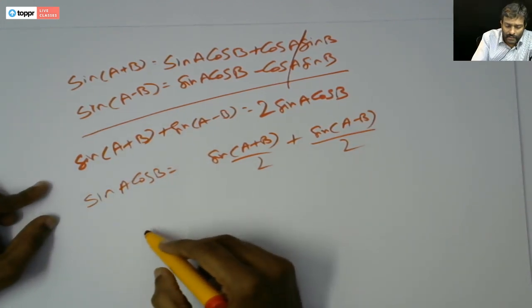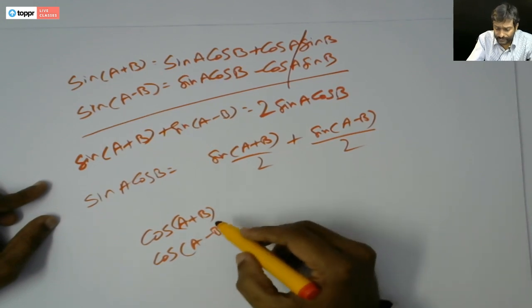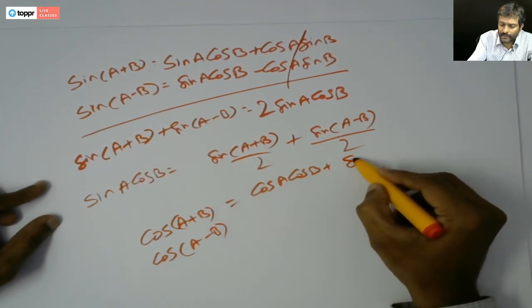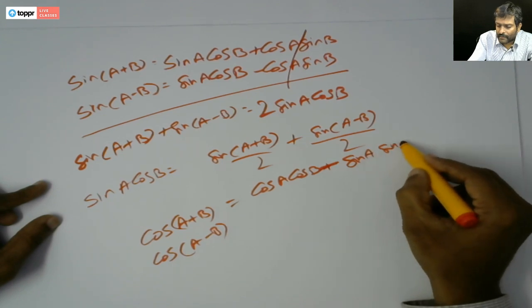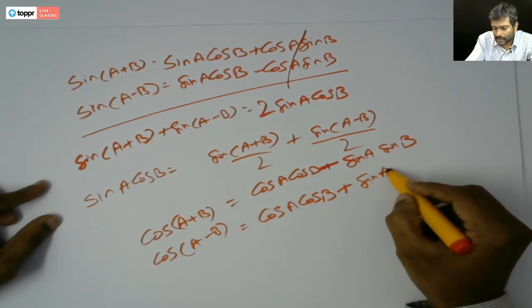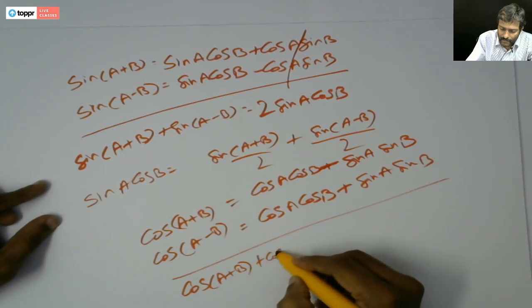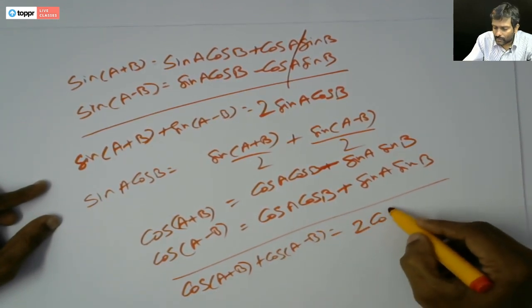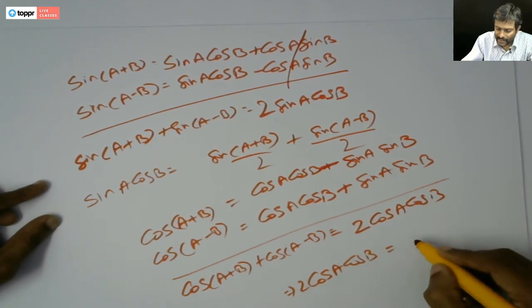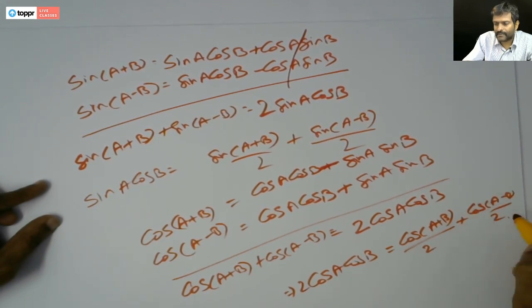At the same time, you can also do it if you have cos A plus B and cos A minus B. If I want to add these two, this is cos A cos B minus sine A sin B, and this will be cos A cos B plus sine A sin B. And when I add this, cos A plus B plus cos A minus B is 2 cos A cos B. So simply you can say 2 cos A cos B is equal to cos A plus B by 2 plus cos A minus B by 2.